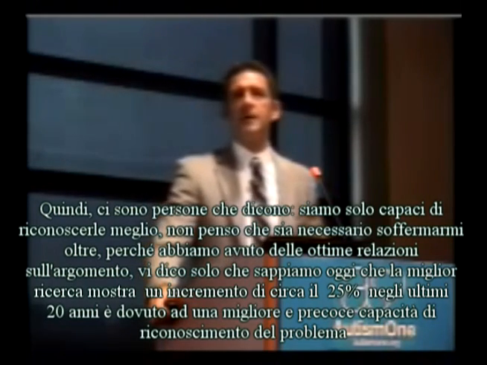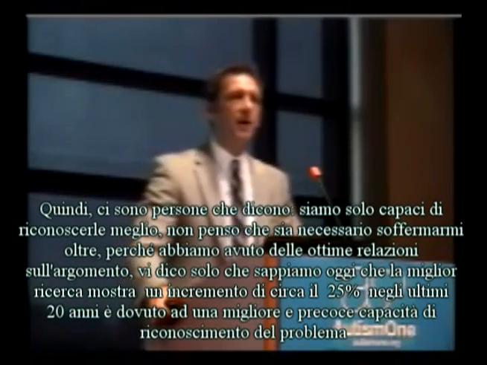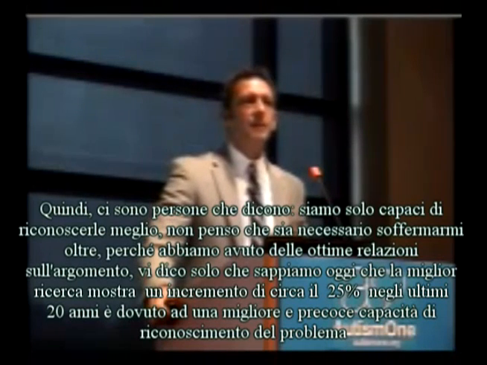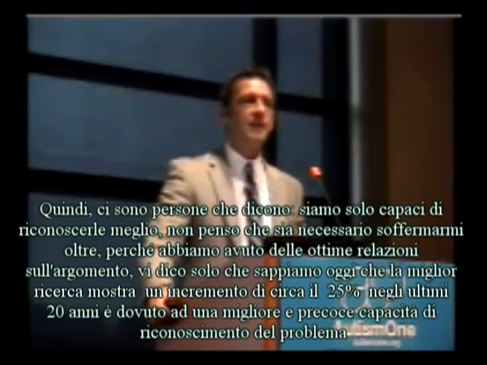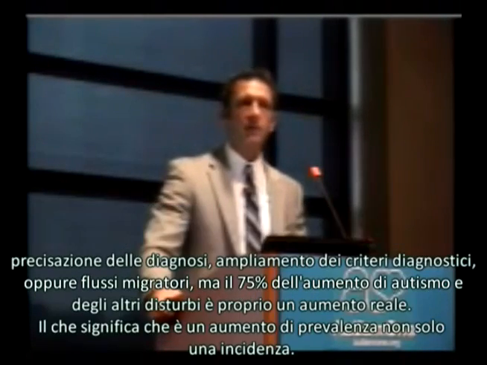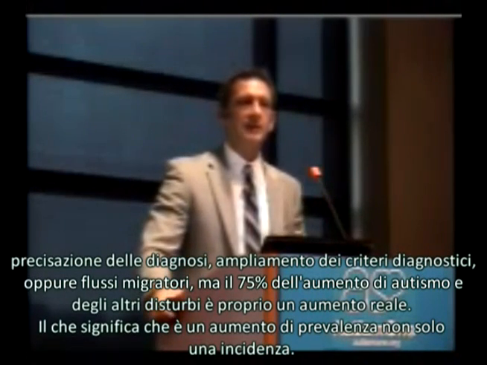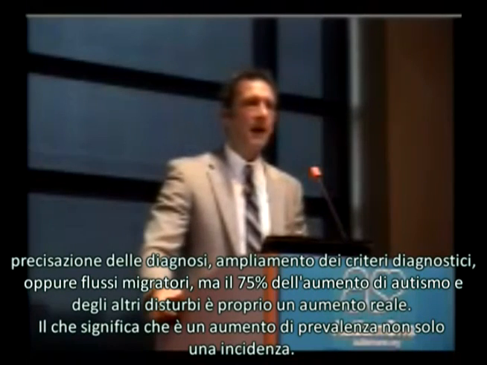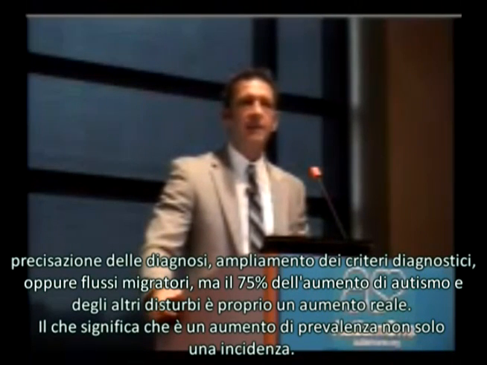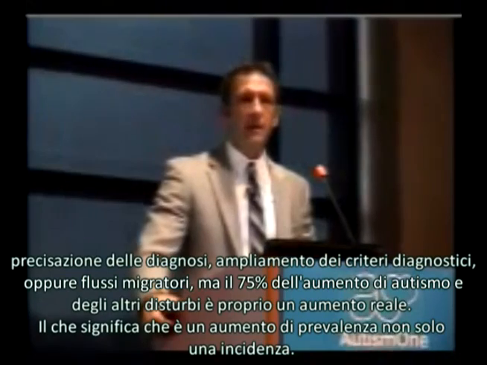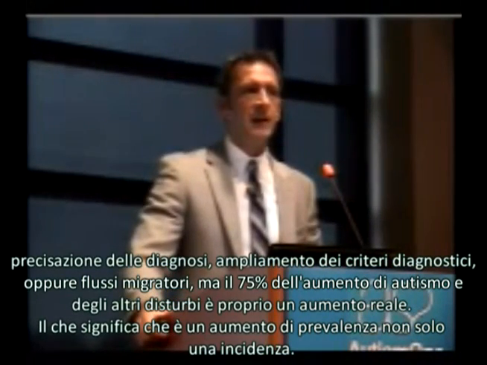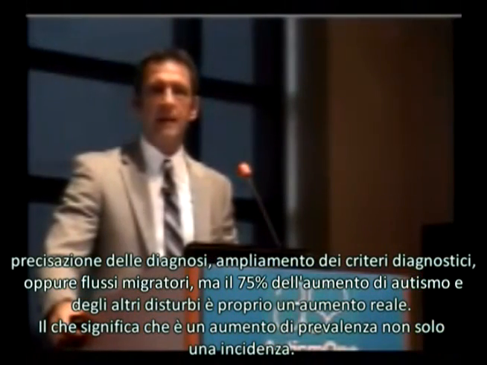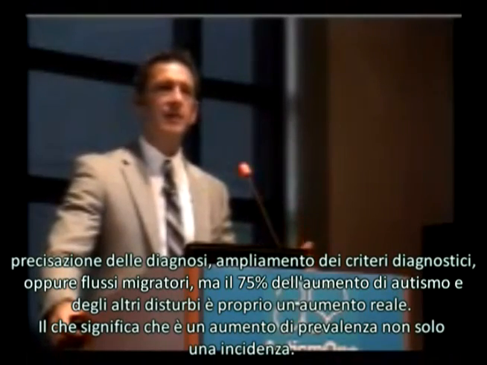I don't need to go through this because I've seen some good lectures on this, but we know that at this point, the best research pretty much shows that maybe 25% of the increase over the past 2 decades is because of improved recognition, early recognition, diagnostic substitution, expanded diagnostic criteria, or even people migrating in certain states. That 75% roughly of the increases in autism and other disorders is actually a real increase, meaning that it's actually a prevalence, not just an incidence.